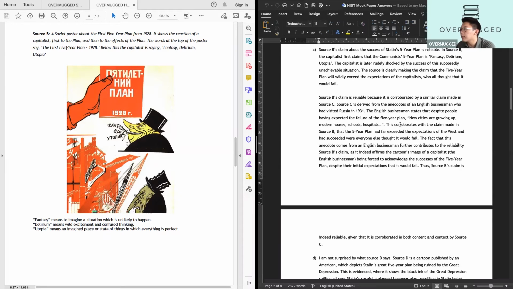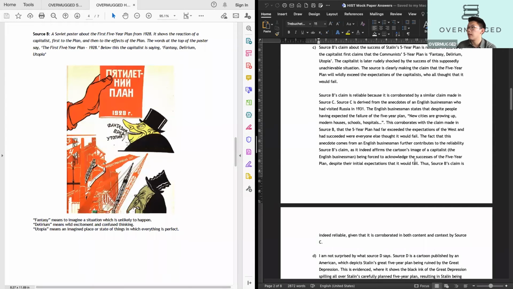This corroborates with the claim made in source B that the 5-year plan had far exceeded the expectations of the West and had succeeded where everyone else thought it would fail. The fact that the anecdote comes from an English businessman further contributes to the reliability of source B's claim, as it indeed affirms the cartoon's image of a capitalist being forced to acknowledge the successes of the 5-year plan despite their initial expectations that it would fail.